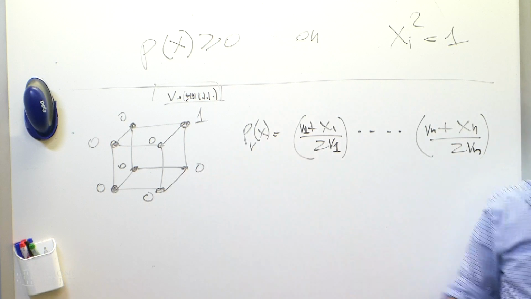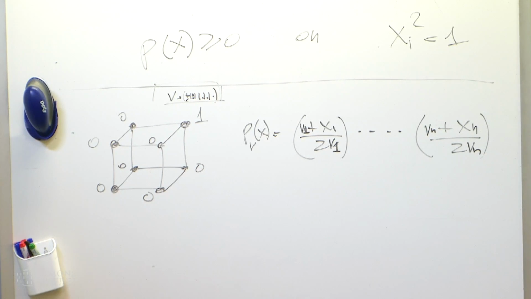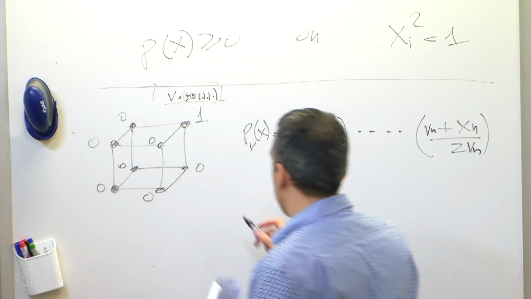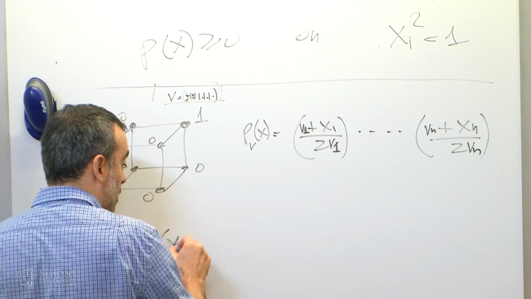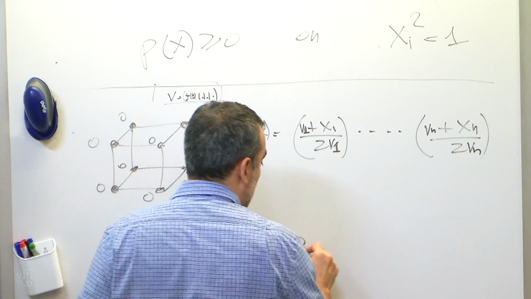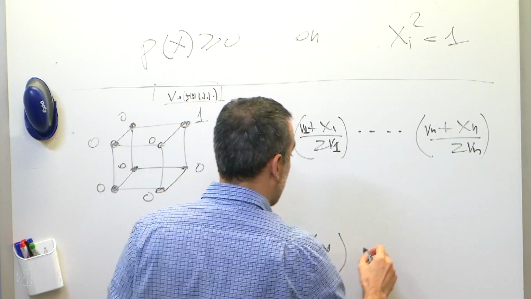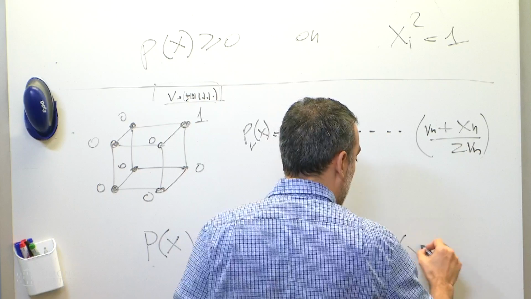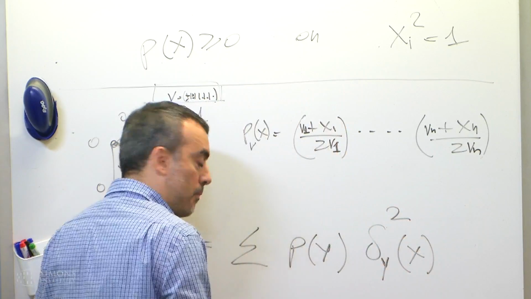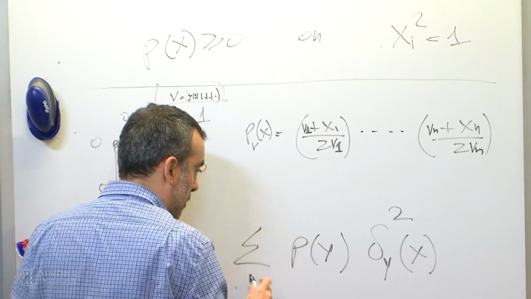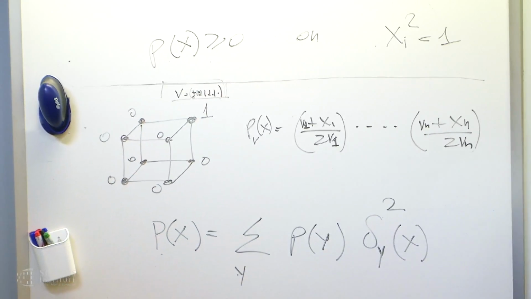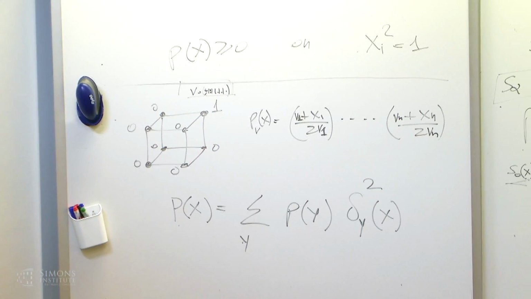Because the point is, if I have the delta function, then key insight, the square of the delta function is a delta function. Let me say it in a different way. The delta function is a square. So what this tells me is that I can write any function p of x as a sum of p of y, delta y of x squared. Is it clear why this is the case?